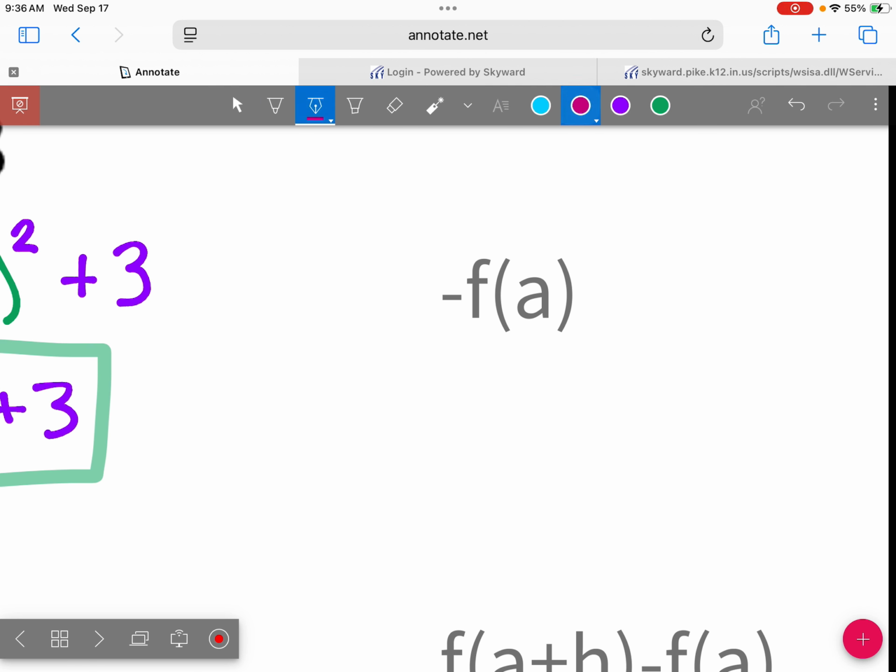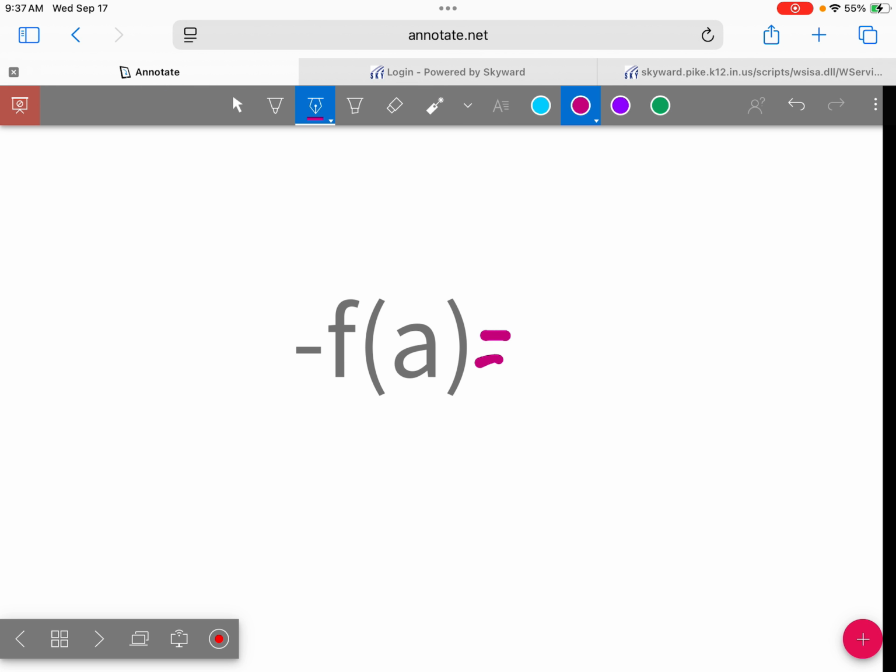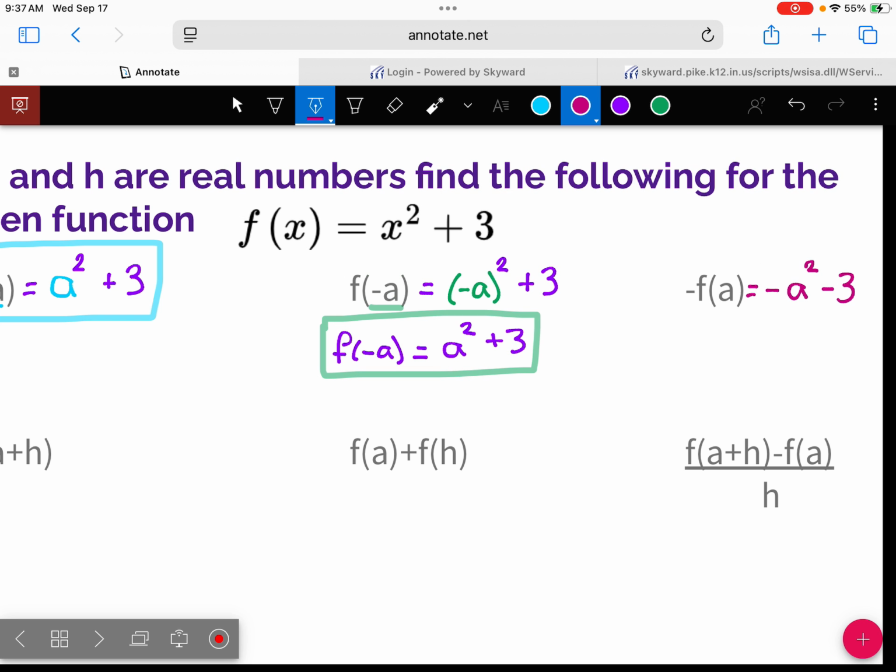So what are we going to get for our minus f of a? How do we set that one up? Yep, negative a squared, because we would have the opposite of a squared and the opposite of 3. So we're going to have our minus a squared minus 3. It's this thing times negative 1.